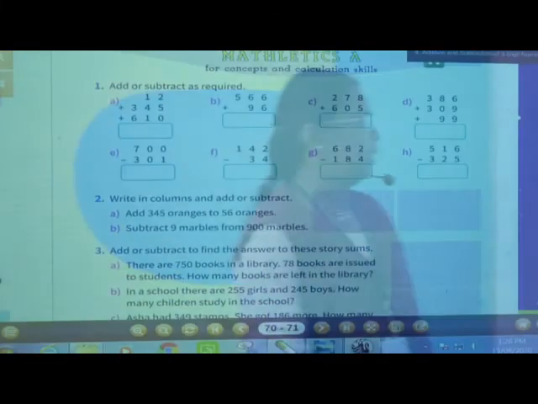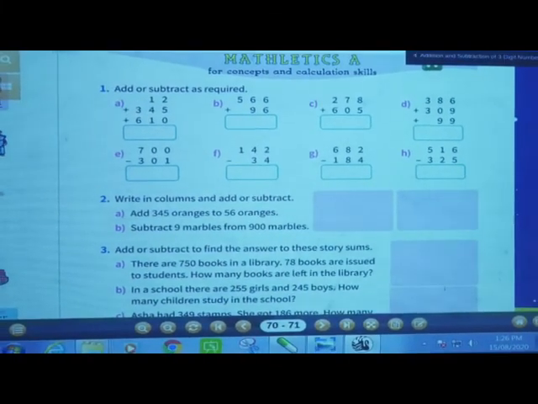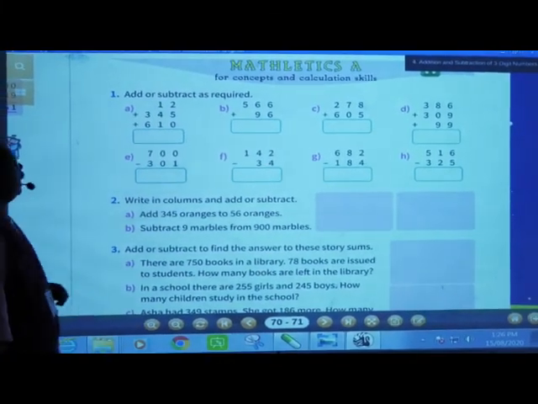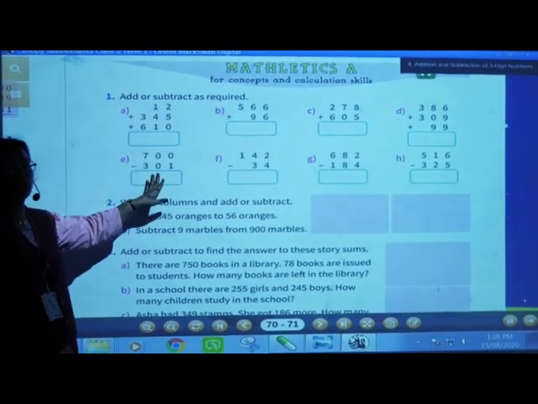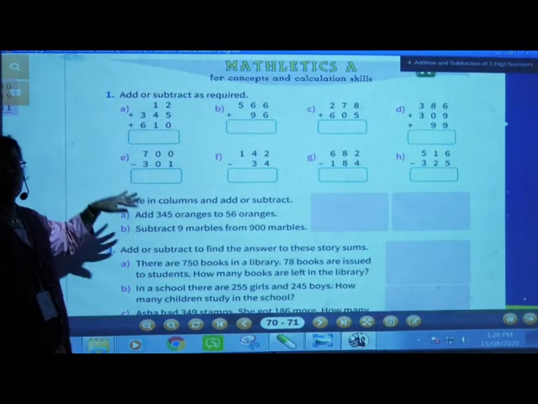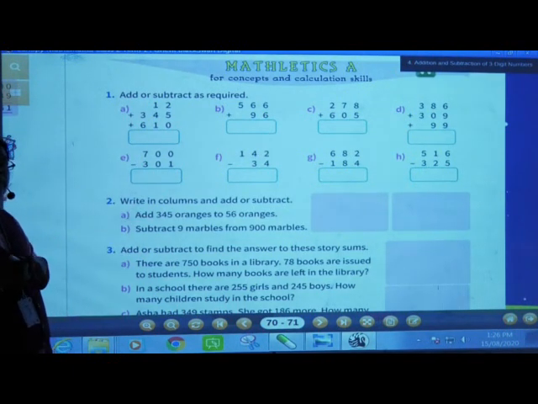Okay, now we shall see Mathematics A. In this, open page number 71. Now see this, Mathematics A, add or subtract as required. Means in this you want to do addition or subtraction wherever it is needed.